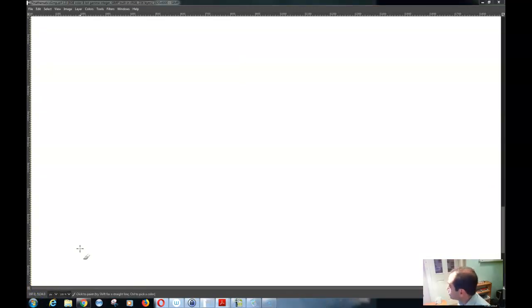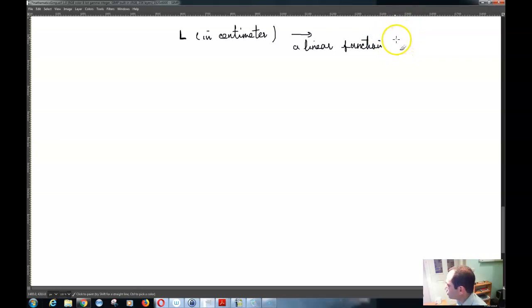Okay, so the next question is: the length L in centimeters of a copper rod is a linear function of its Celsius temperature. So you have L, in centimeters, and this is a linear function of the temperature C, in degrees Celsius, of that copper rod.